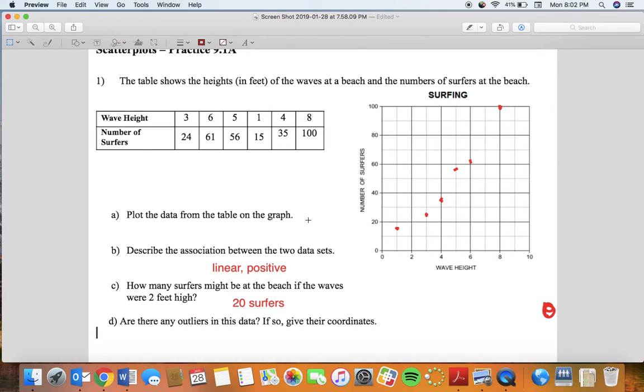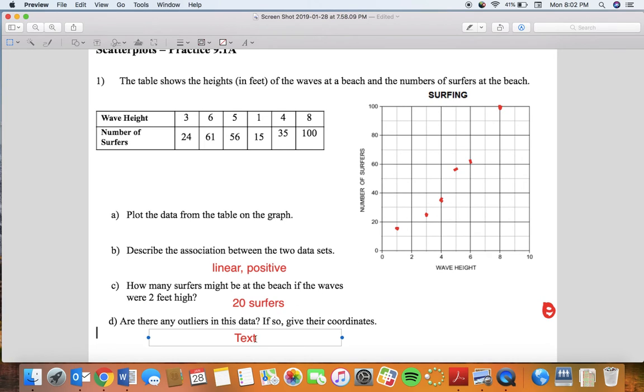Last question, are there any outliers in this data? If so, give their coordinates. Remember, outliers are points that don't really fit in with the rest of the graph. A lot of times we see them off to the side, like up here or down below over here. But in this case, I would actually consider this point right here an outlier because it is so much higher and farther out than the rest, even though it does follow our line pretty closely. 8 foot waves and 100 surfers are way out there.